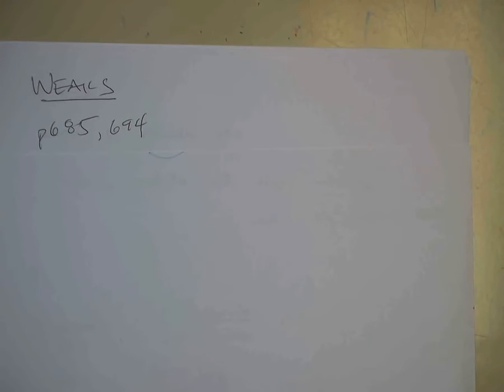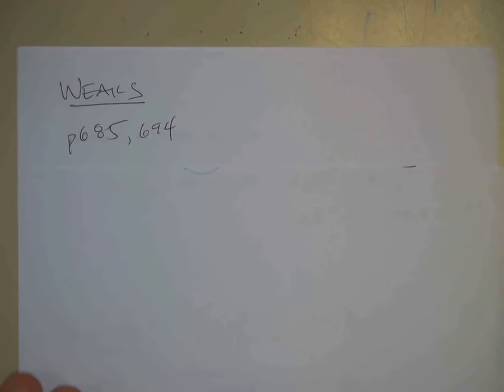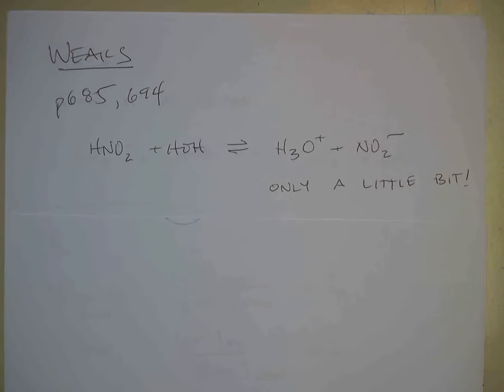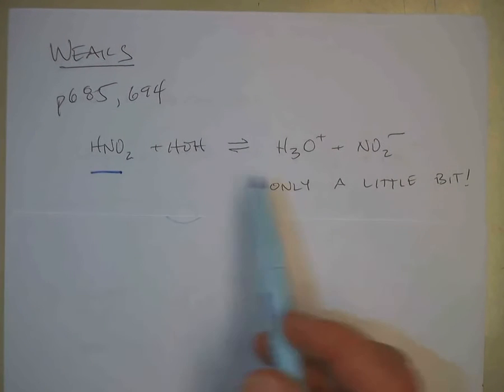What about weaks? Yeah, weaks. There are a lot of weak acids and weak bases in the world, and how do you know which ones they are? Well, it's by process of elimination. If you know the strongs, everything else is weak. Here's an example of a weak acid right here, HNO2, reacting with water.